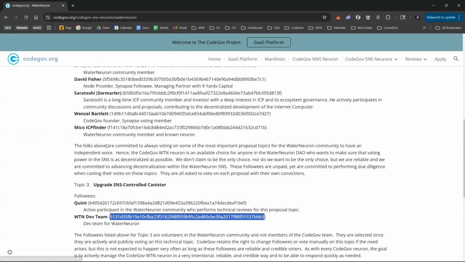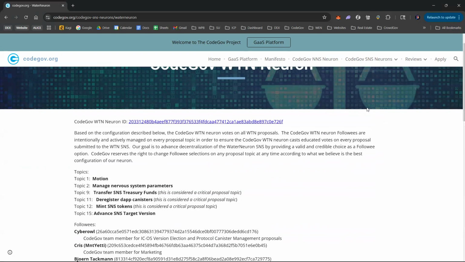And of course, the people that are involved in each of those SNSs are people who are passionate about these particular topics, and it's not necessarily the same people. So that's sort of how that works.